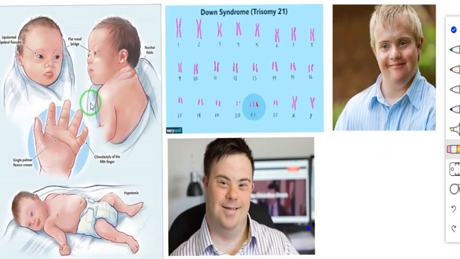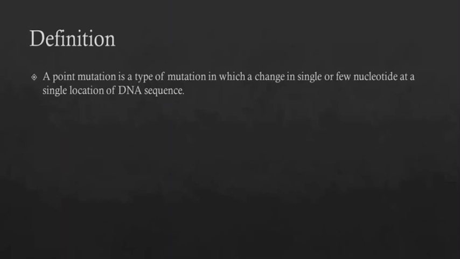When we look at them, we can find out. These persons are adults. Just by looking at them, we can identify that they have some other problems. So this condition is known as what? Down syndrome.